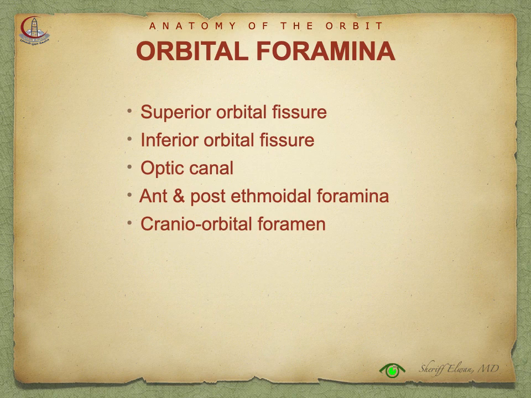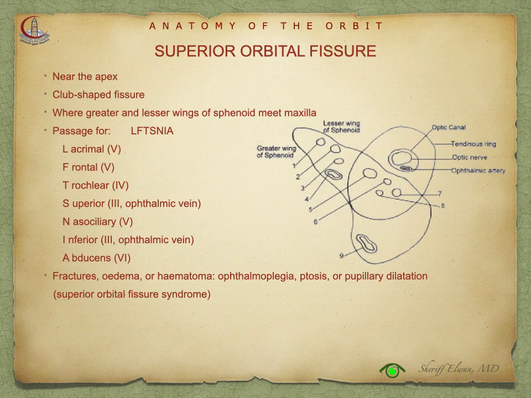The orbital foramina, to be enumerated, are the superior and inferior orbital fissures, the optic canal, the anterior and posterior ethmoidal foramina, and the cranio-orbital foramen or foramen of Henle. The superior orbital fissure is a club-shaped structure situated near the apex of the orbit, and by club-shaped we mean just looking like a golf club.